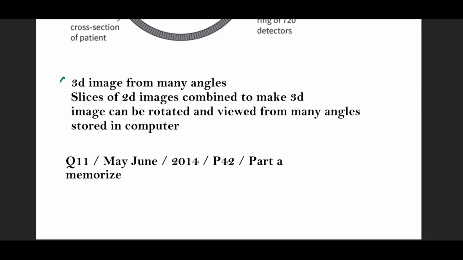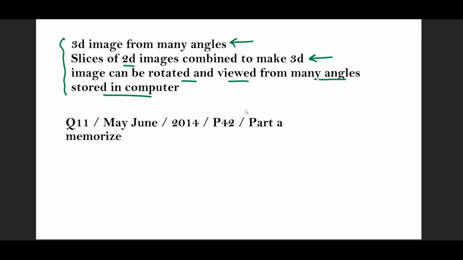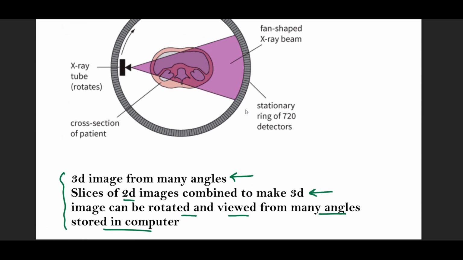So these are fixed answers for a CT scan question: a 3D image from different angles, slices of 2D images combined by a computer to make a 3D image. Images can be rotated and viewed from many angles, stored in a powerful computer. You can follow up this question in this part and just memorize the answer of part A for a CT scan. I think this is a 4 or 5 mark part.